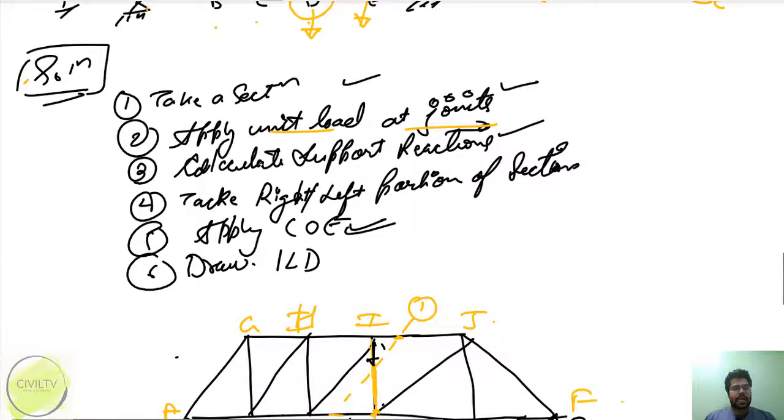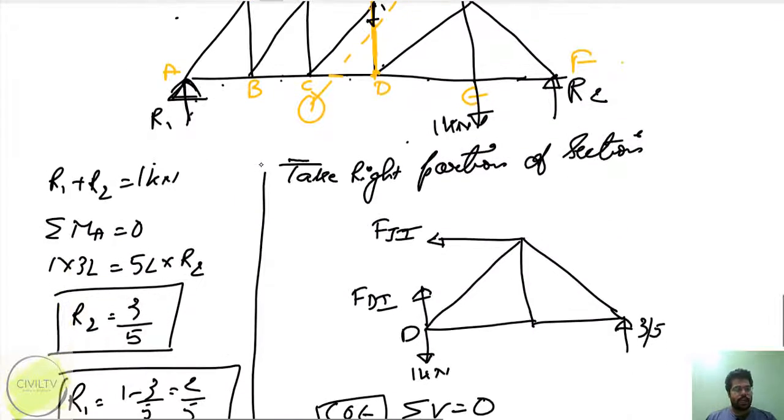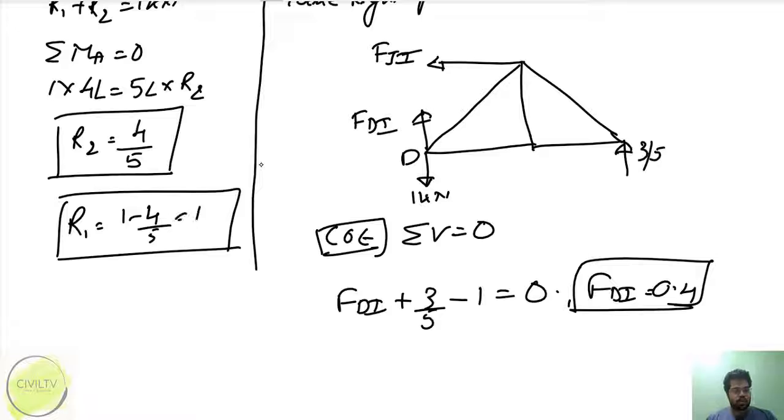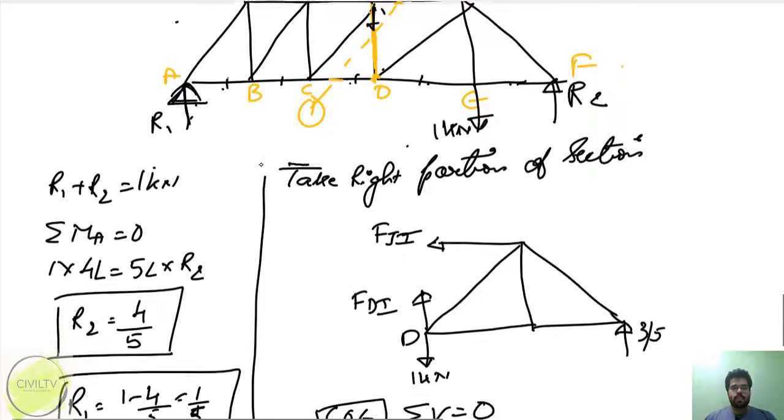Now the next step is to calculate the support reactions. R1 plus R2 will be 1. Summation of moment about A equals 0. So 1 kilonewton into L plus L plus L plus L, it will be 4L. 4L equals 5L into R2. So R2 comes out to be 4 by 5, and R1 comes out to be 1 by 5.